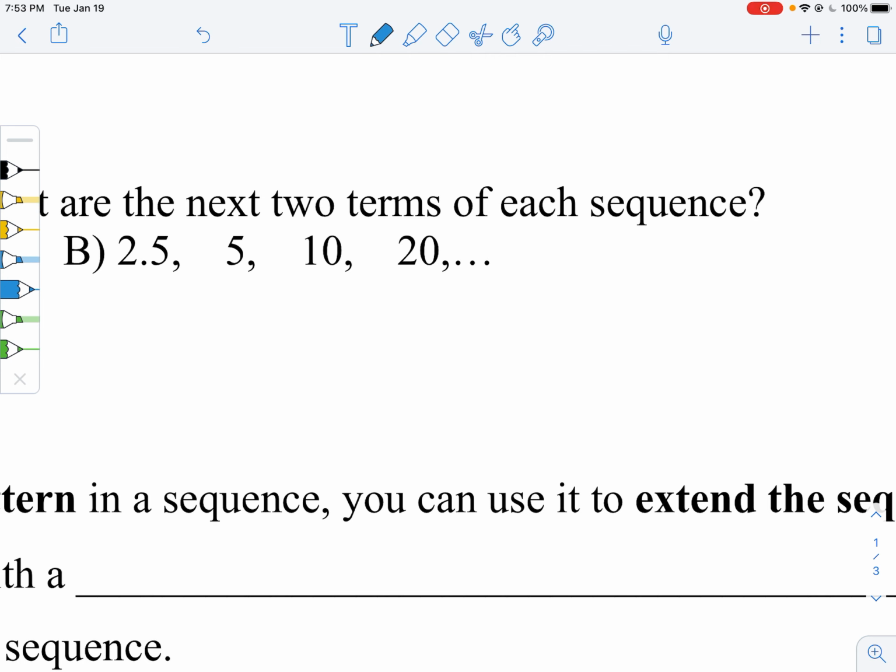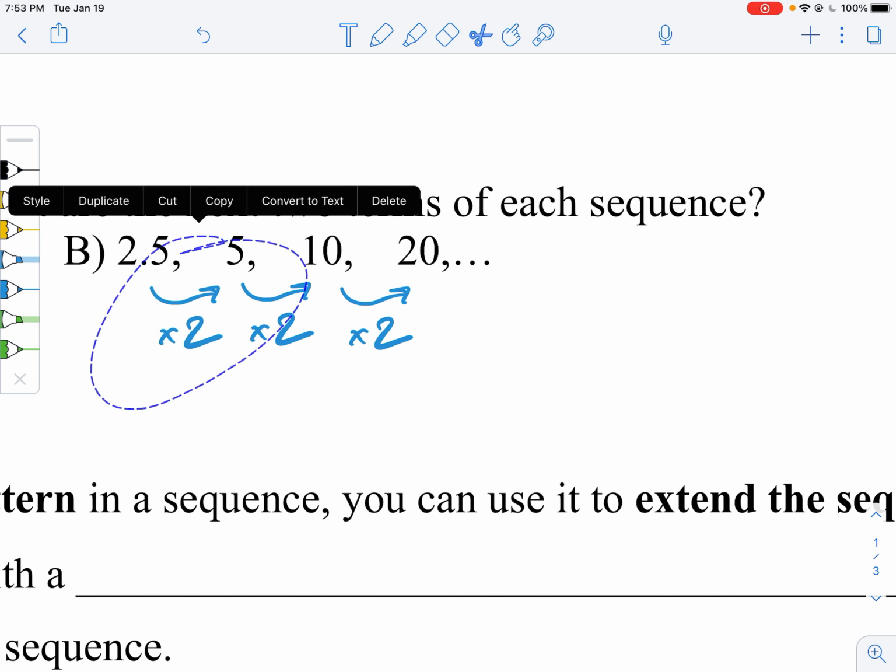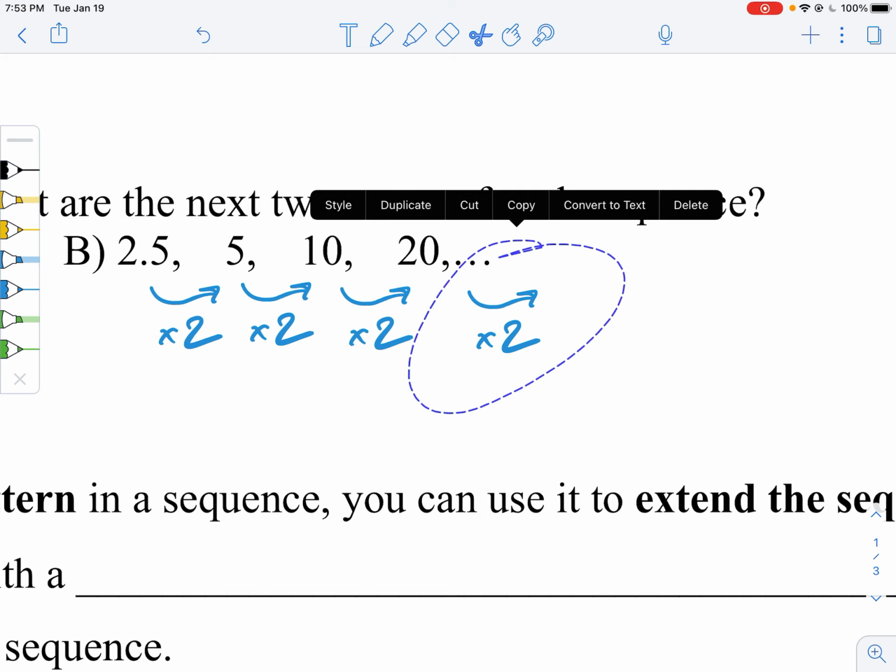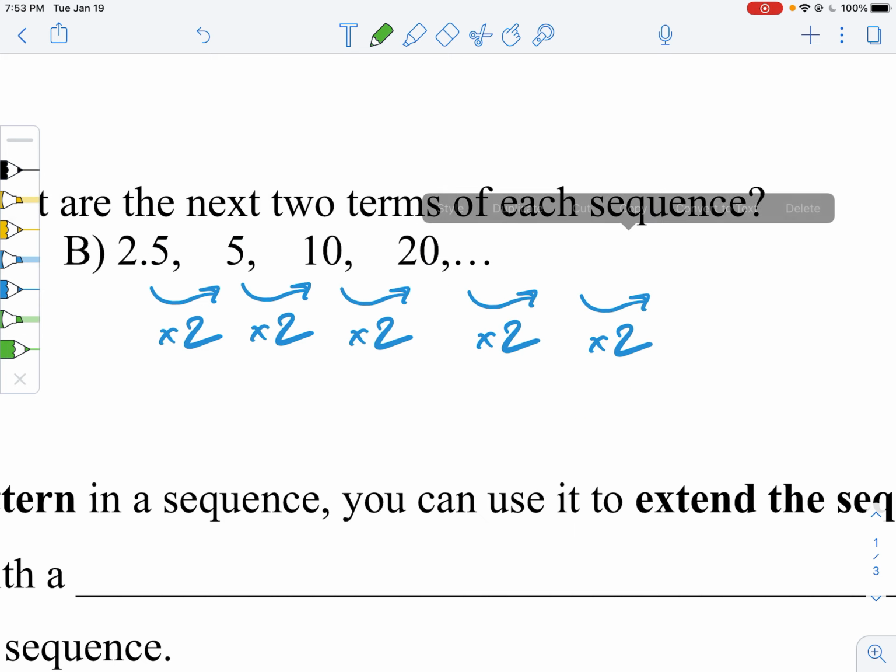And then the next sequence, to get from 2.5 to 5, we could add 2.5. However, if we do 5 plus 2.5, that is not 10. So try again. Another way to get from 5 to 10, I know, is we just multiply times 2. That's great. If we continue that pattern, that works. And we can take it backwards. That also works. So let's do that 2 more times to get 2 terms. 20 times 2 is 40, and 40 times 2 is 80.